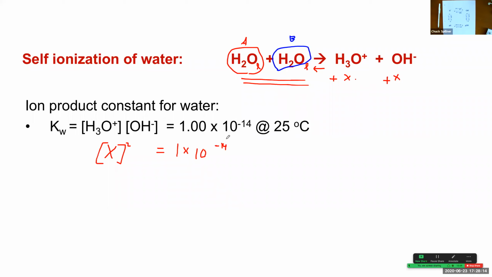And if we take the square root of both sides, we'll go to the 1/2. That means that x equals 1 times 10 to the negative 7 moles per liter, molar. So that's what in pure water, hydroxide ion concentration is equal to the hydronium ion concentration.